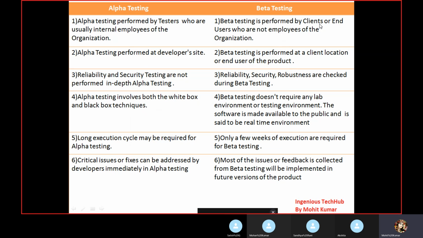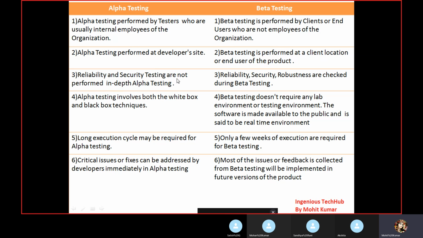Beta testing is performed by the client or end user who is not an employee of the organization. Sometimes, in the same organization, some of the service-based companies will hire you and send you to the client location. The same thing they will do here, but alpha testing is performed at a developer site. Developer site, I can tell you, is in your organization. Beta testing is performed in the client location or by the end user of the product.